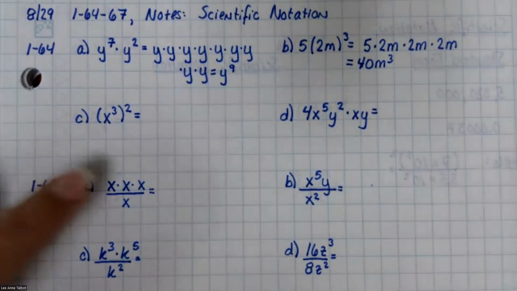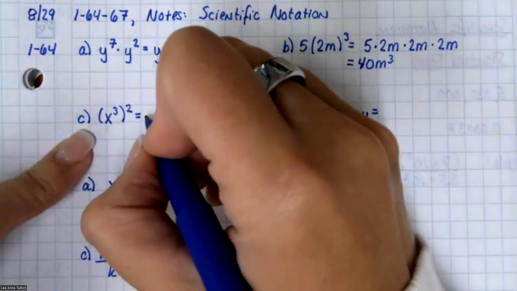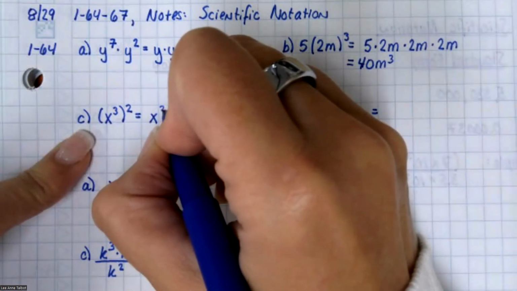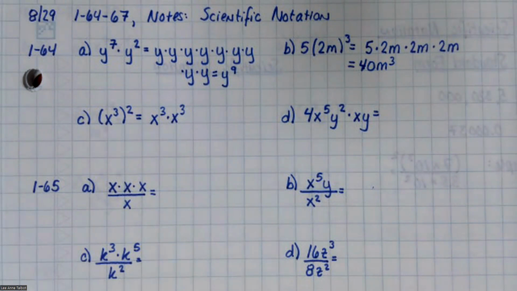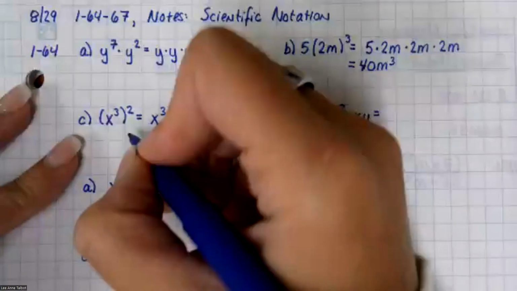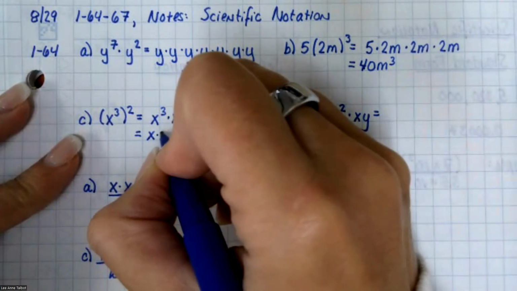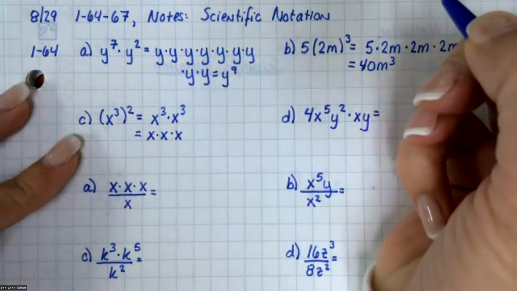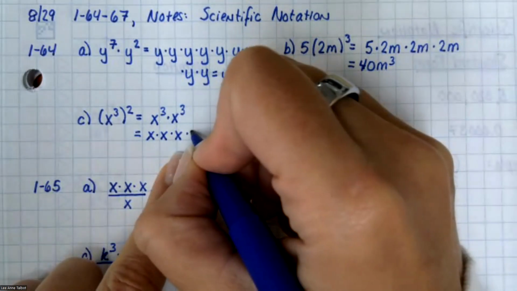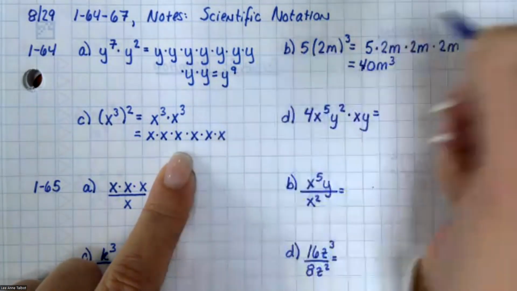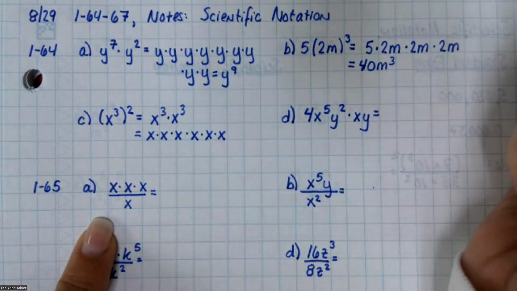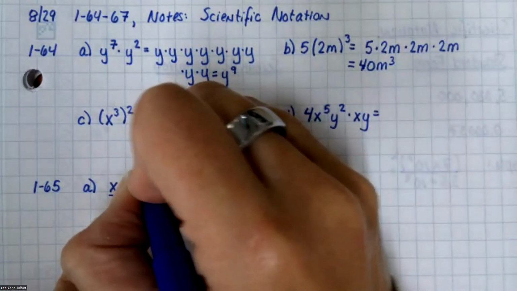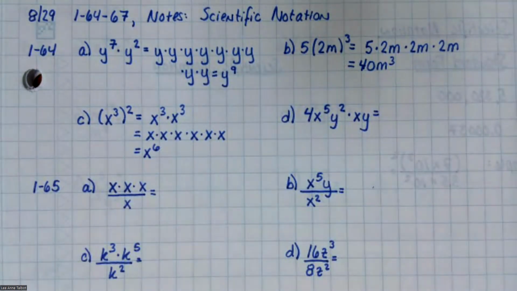Okay, C, x cubed squared. I'm going to do this in 2 steps. First thing I'm going to do is x cubed times x cubed, because I'm showing that I'm squaring. I'm multiplying it by itself. And then I'm going to say x cubed is x times x times x. And then this x cubed is x times x times x. Which gives me a total of 6. How are we doing so far?